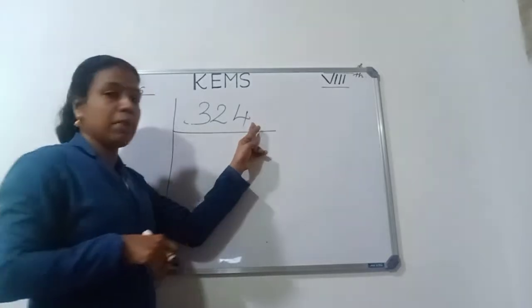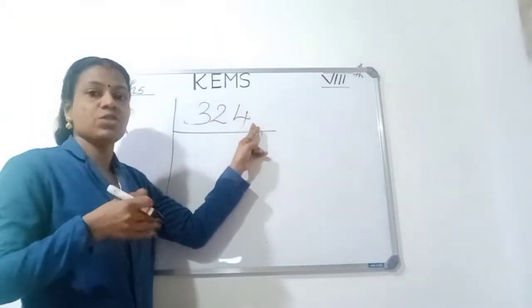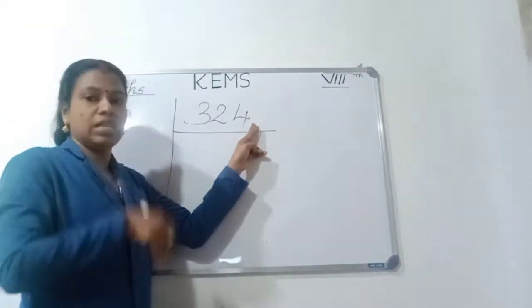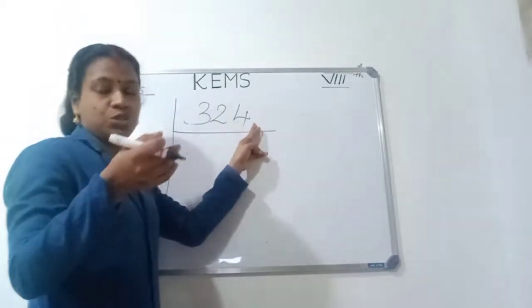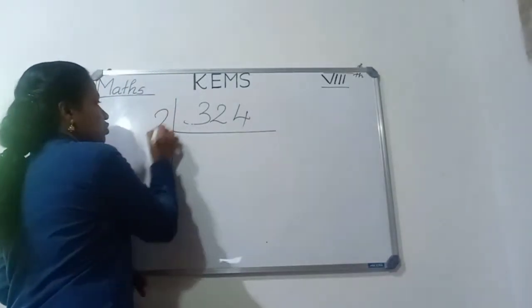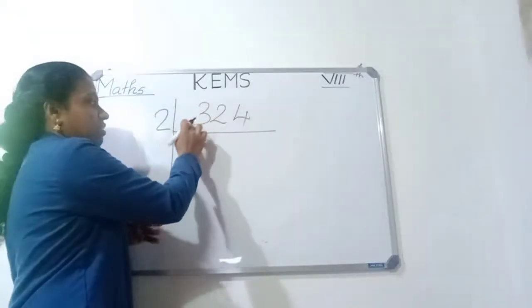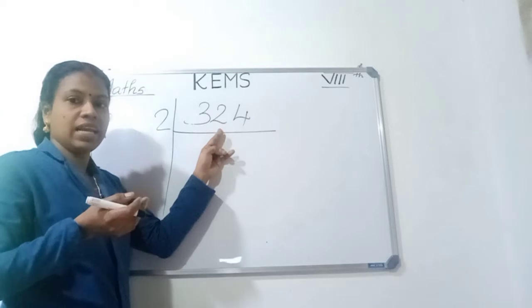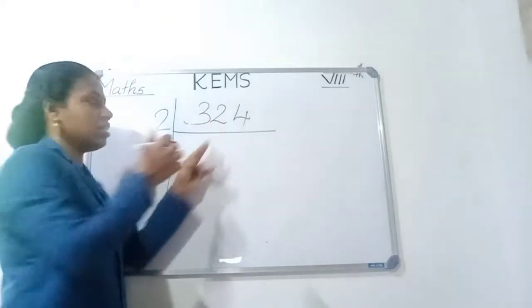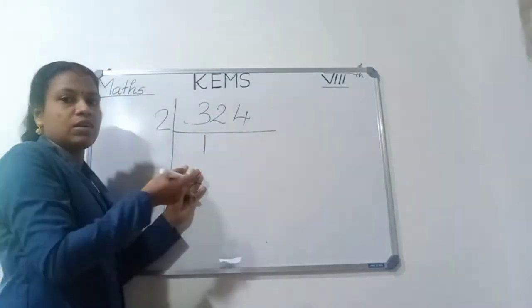Here the number ends with 4, so it is an even number. So the number is divisible by 2. 2 is the smallest prime number. Then divide. First number 3. How many 2s are in 3? Only one 2. So write here 1, quotient 1.